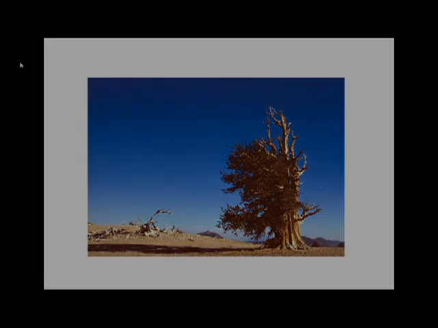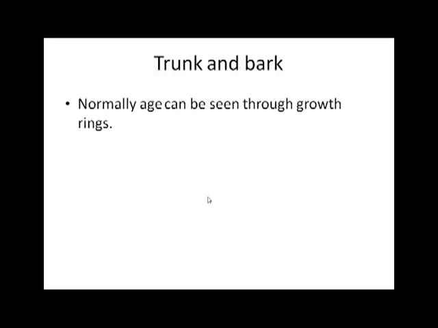So when you look at the bristlecone pine, which is 4,600 years old and 40 feet tall, and compare it to the California redwood, which is 1,000 years old and 368 feet tall, you can see that the bristlecone pine, even though it's so much smaller than the California redwood, is still so much older.